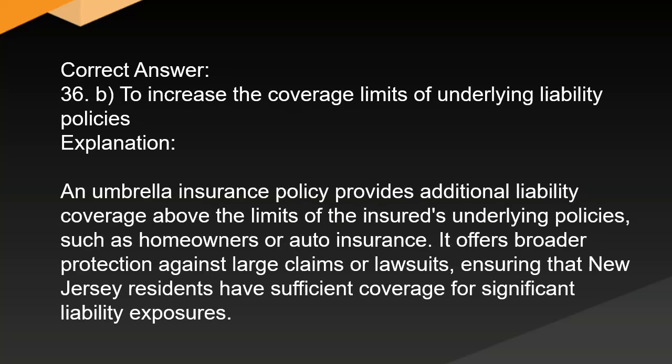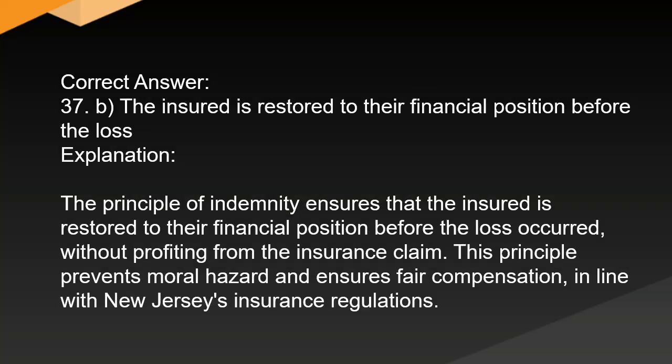Correct answer. B. To increase the coverage limits of underlying liability policies. Explanation. An umbrella insurance policy provides additional liability coverage above the limits of the insured's underlying policies, such as homeowners or auto insurance. It offers broader protection against large claims or lawsuits, ensuring that New Jersey residents have sufficient coverage for significant liability exposures.